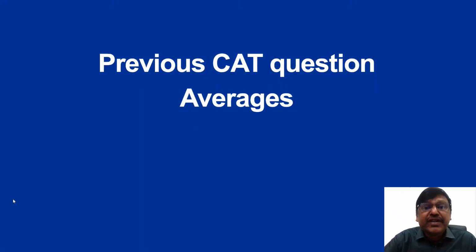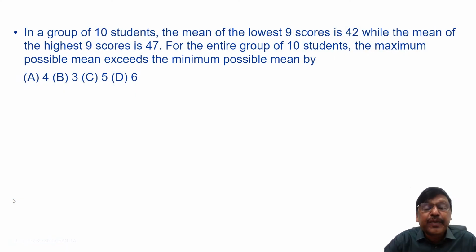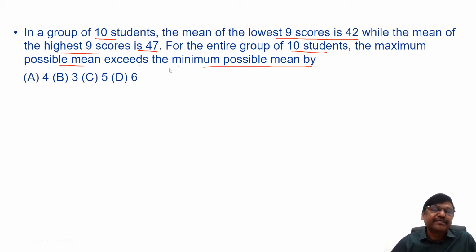In this session, we will discuss a previous CAT question, a question on averages. Here comes the question. Can you please make an attempt and then continue watching this? In a group of 10 students, the mean of the lowest 9 scores is 42, while the mean of the highest 9 scores is 47. For the entire group of 10 students, the maximum possible mean exceeds the minimum possible mean by.